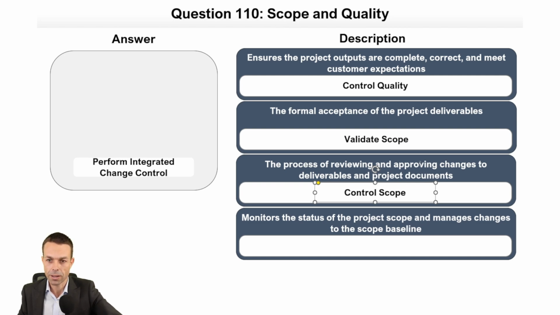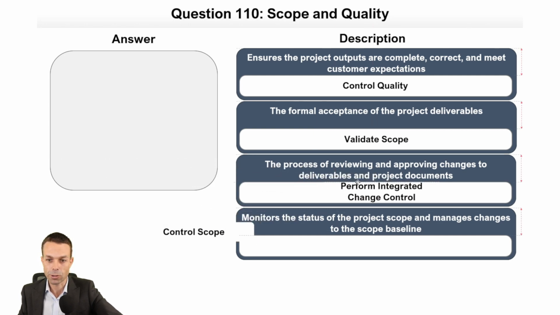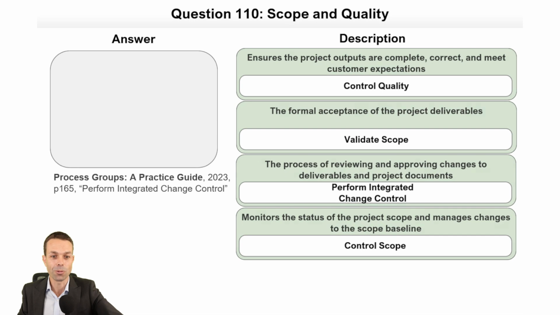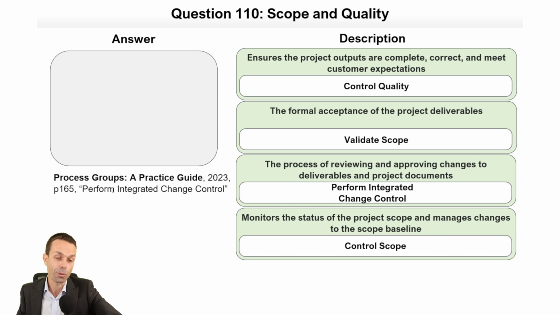Oh, goodness me. Changes to deliverables and project documents. Oh, these are all quite tricky. Maybe that one is just perform integrated change control. And if we're monitoring the status of project scope and changes to the scope baseline, that's going to be control scope. Let's have a look. I think we've got this. And we have, thank goodness. That's wonderful to hear. Page 165, perform integrated change control in the Process Groups practice guide.